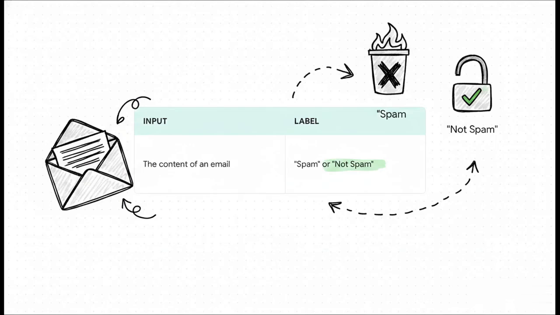Let's bring this right back to our spam filter example. The raw email itself, the text, who sent it, the subject line, all of that is the input. The label? That's just the simple, correct answer we give it, spam or not spam. And the machine gets to see thousands, even millions of examples of both.